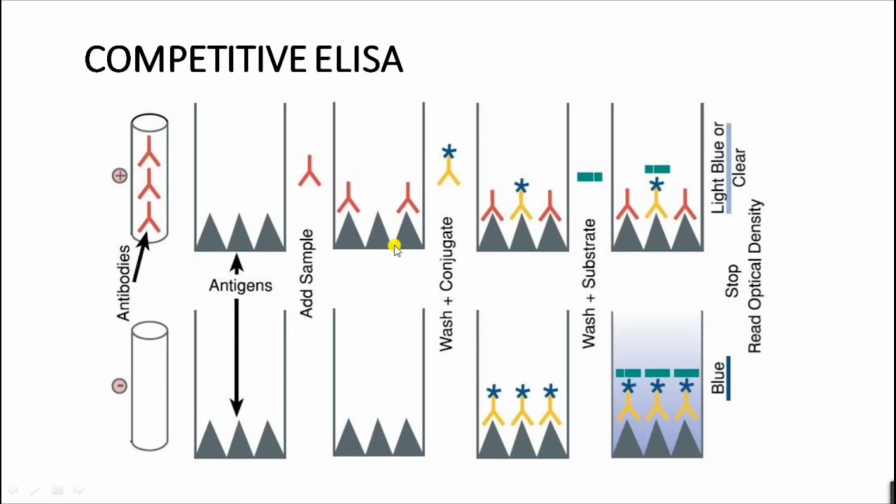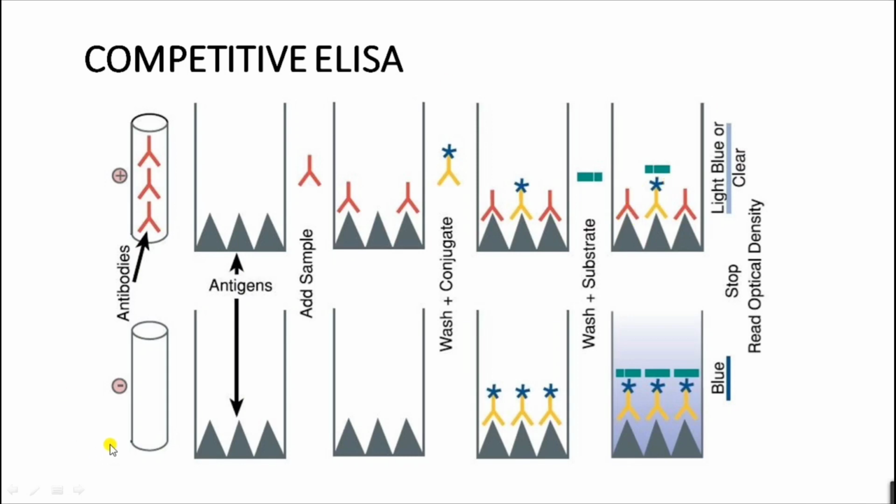One antigen only left for this enzyme conjugated antibody to bind. Okay, so this has bound, and then it is taken for another wash and the substrate is added. Since the substrate is added, it can only act with this antibody which has got this enzyme conjugate. So there will be less color, or light blue, or it could be clear, because these antigens have been occupied with the antibodies in the patient sample.